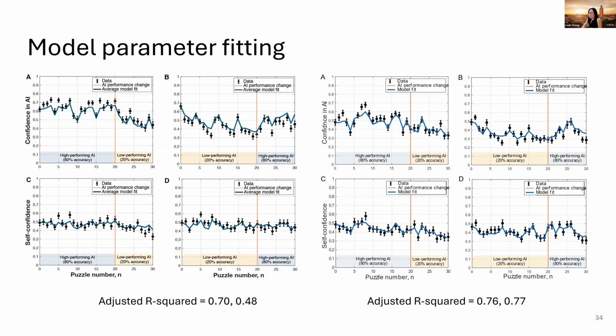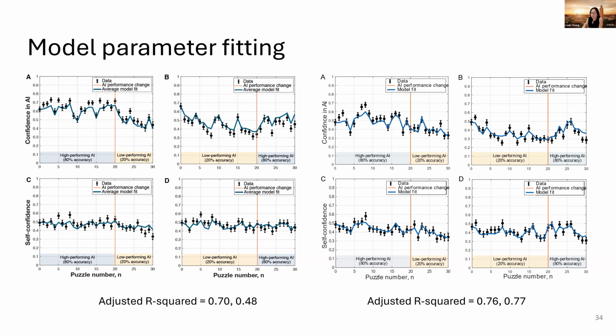So what happened is we fit this model, we optimized the parameters of the model and fit that to the experimental data that we had from the previous studies that I ran. And we see a generally pretty high fit of the model to the experiment data. So this shows that we may be able to predict how a person's self-confidence or confidence in the AI will change over the course of their new experiences.